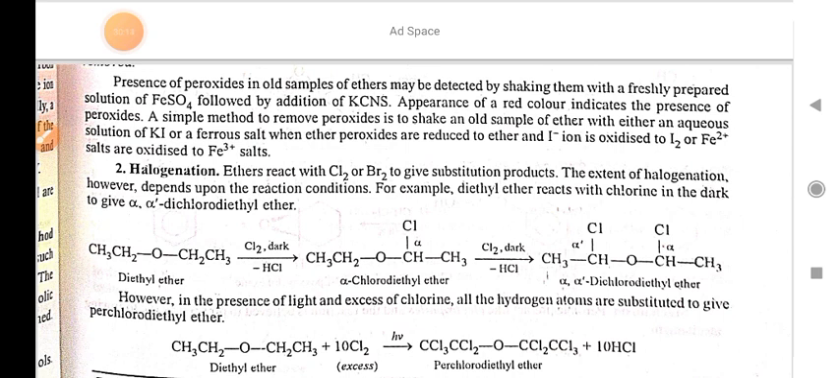Halogenation. Ethers react with Cl2 or Br2 to give substitution products. The extent of halogenation, however, depends upon the reaction conditions. For example, diethyl ether reacts with chlorine in the dark to give alpha,alpha'-dichlorodiethyl ether. However, in the presence of light and excess chlorine, all the hydrogen atoms are substituted to give perchlorodiethyl ether. Diethyl ether plus excess Cl2 gives perchlorodiethyl ether plus 10 HCl.